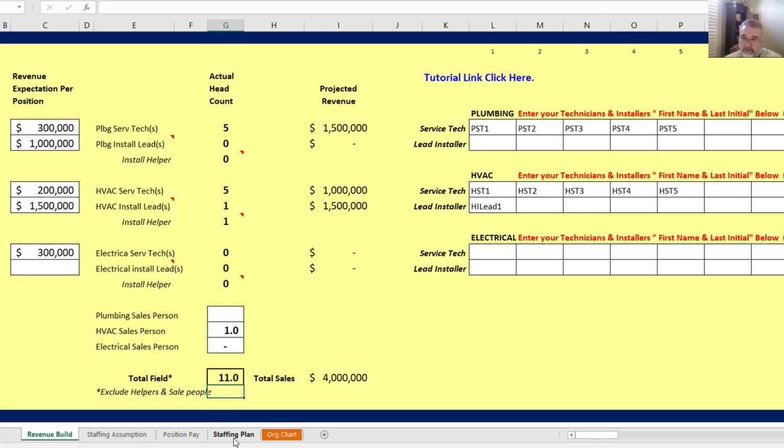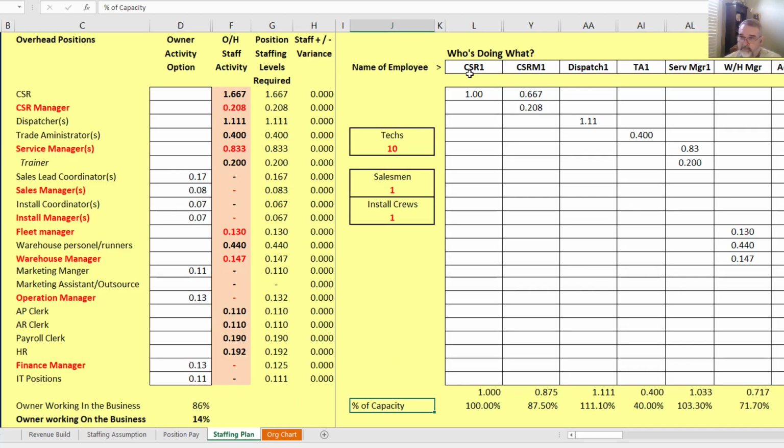Anyway, there's a model of revenue. Now let's look at what the staffing plan looks like for a $4 million company. Now you've expanded it out to account for more people, because you've got 10 techs, a salesman and install crew. So you need 1.67 CSRs. So I got a CSR here and a CSR manager.